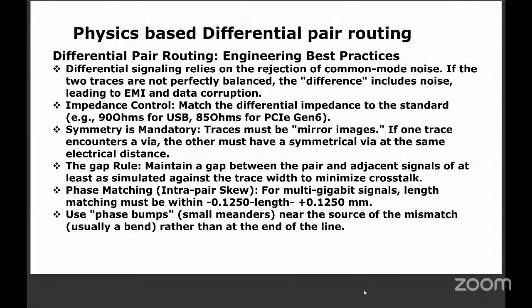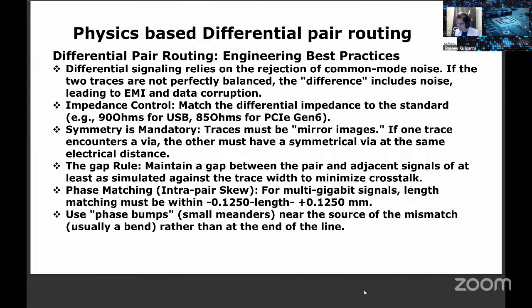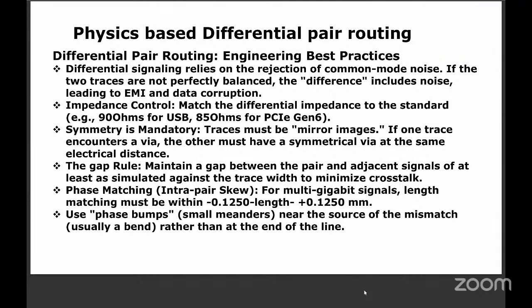So whatever I've shown in the picture, I just put in text over here. Maybe we'll give a minute of time for people to digest this. Yeah. Makes sense. Differential pair routing, engineering best practices. We have told the main idea. Whatever I have told, I have put in text over here. If there is any difference due to geometrical mismatch, it will give a common mode. Then impedance control, 85 or 90 ohms. Symmetry is mandatory.